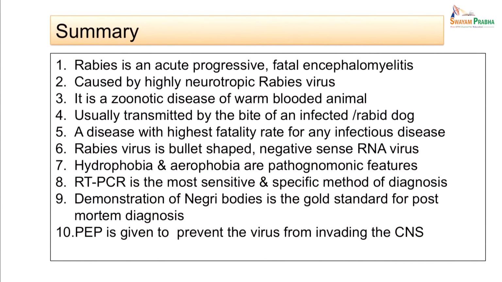Rabies virus is a bullet-shaped, negative-sense RNA virus. The pathognomonic feature of the disease is hydrophobia and aerophobia. Reverse transcriptase polymerase chain reaction is the most sensitive and specific method available for diagnosis. Demonstration of Negri bodies is the gold standard for postmortem diagnosis of rabies. Post-exposure prophylaxis is given to prevent the virus from spreading to the central nervous system, so that the person does not develop rabies after a bite from an infected animal. Thank you.